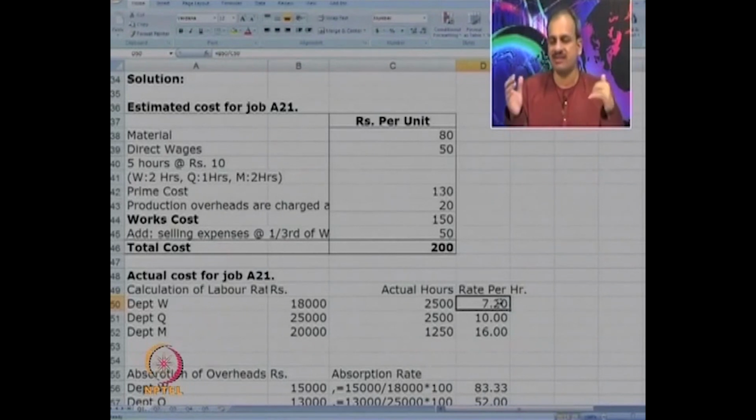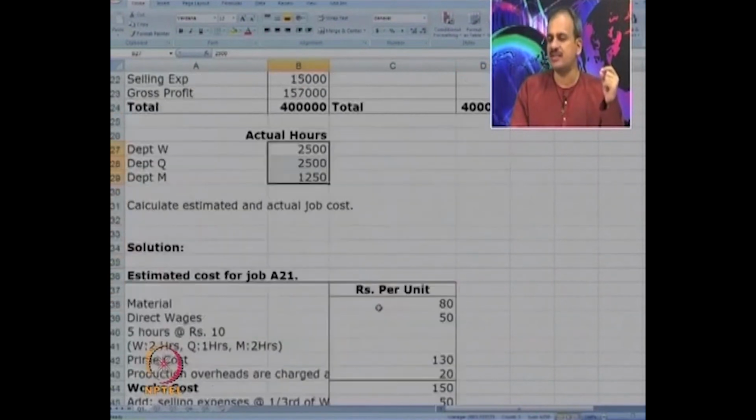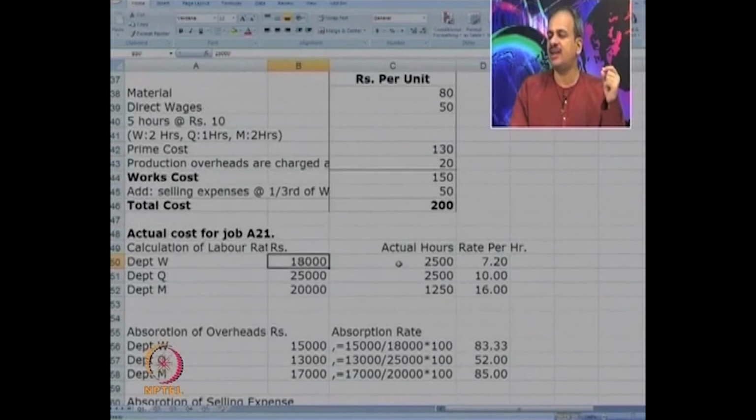This is not overheads, we are still calculating the wage rate. We know that this is the actual wage cost and we also know the actual hours. So we can divide 18,000 by 2500 to get the wage rate, which comes to 7.2. In case of Q it comes to 10 and in case of M it comes to 16. So this is for the calculation of the actual wage rate.